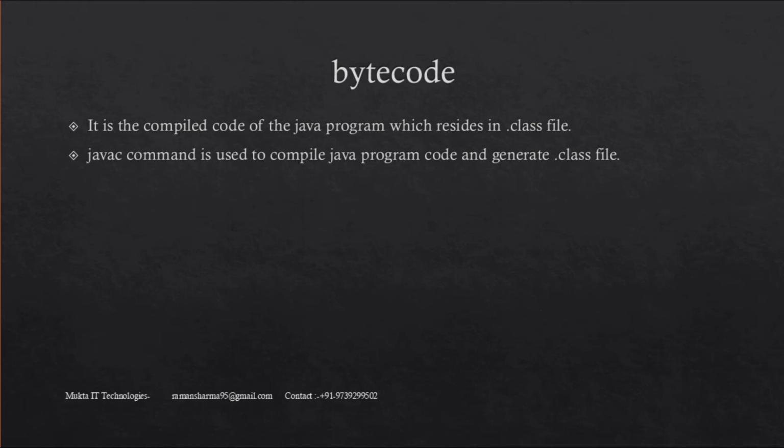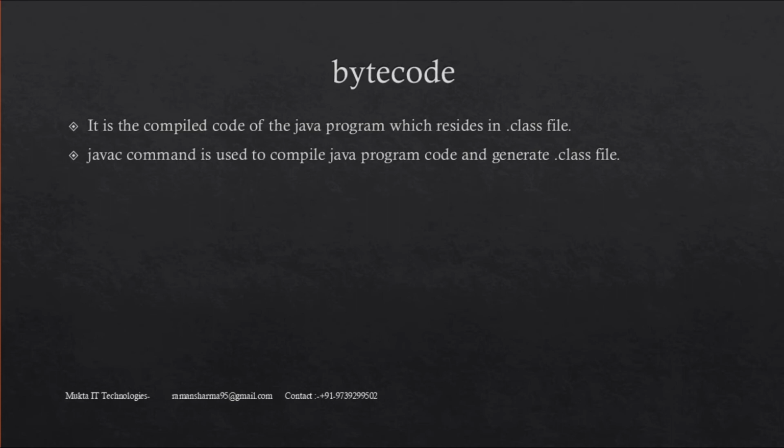That class file has the compiled code of Java, which is in the form of bytes. That is why the file which contains bytecode has the extension .class. So it is the compiled code of the Java program which resides in the .class file. We use the javac command to compile the Java program and generate the class file. Now the next question arises: why are we doing this, why is the bytecode required?